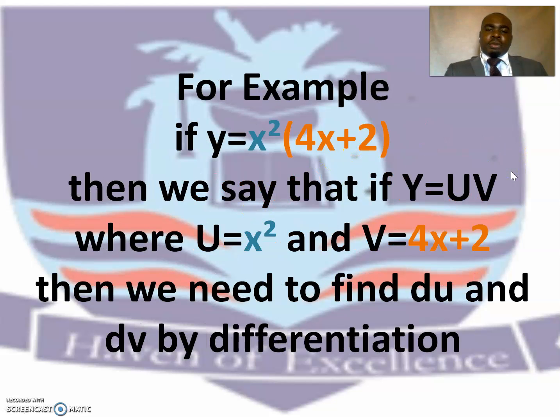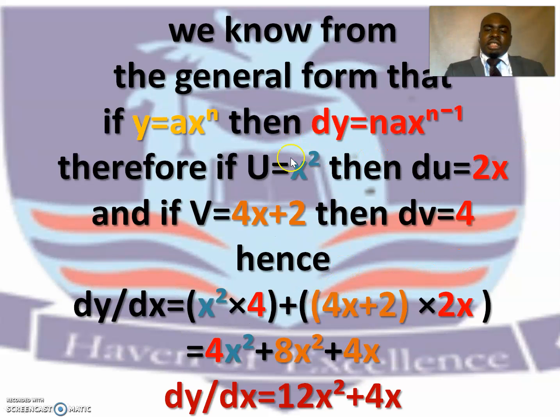Here's an example. We have the function y equal to x squared multiplying 4x plus 2. We know that x squared is one function and 4x plus 2 is another function. So we state u equal to x squared and v equal to 4x plus 2. And then by differentiation, we find the derivatives.